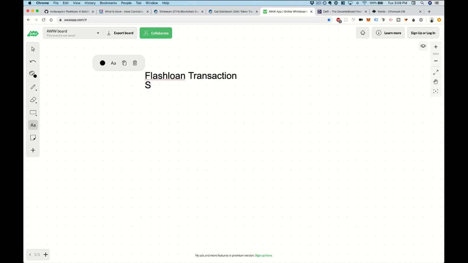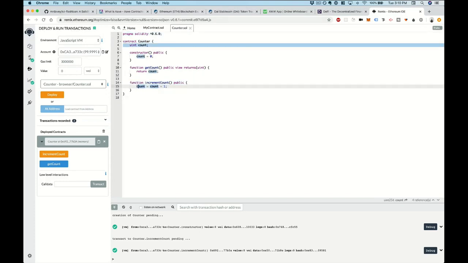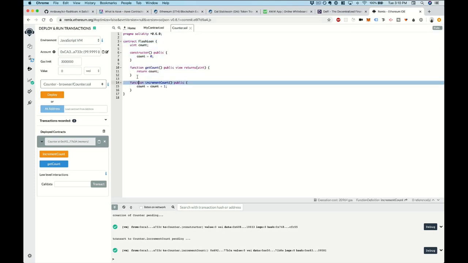Basically, step one is borrow money. Step two is do something with it. And step three is pay it back. If you look inside of this right here, you can implement a flash loan inside of a smart contract function. So you would say step one, flash loan here. Let's clear this out and do a basic example.